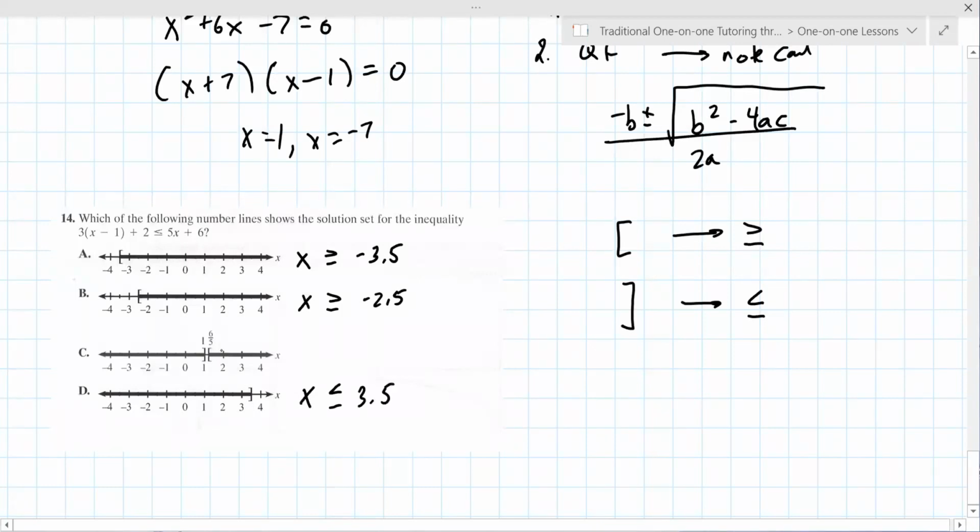C is kind of weird. It's irrelevant here, but it says x less than or equal to 1 or x greater than or equal to 6/5.